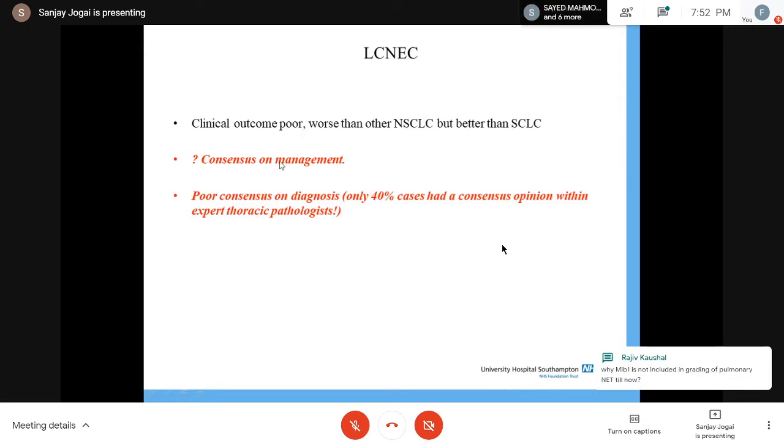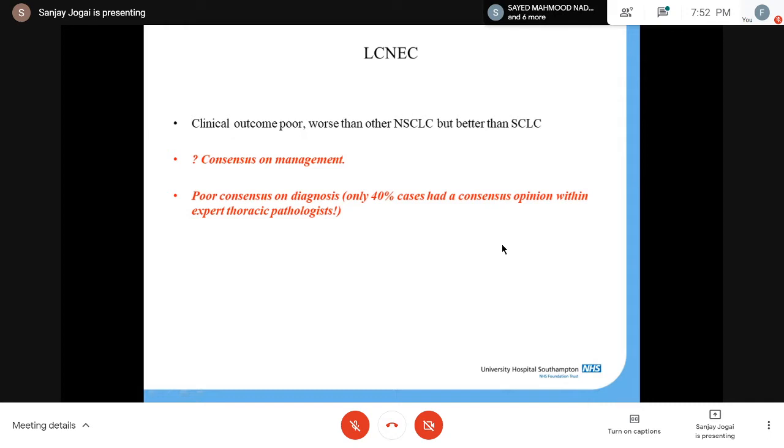Now, there is a lot of controversy about the management of large cell neuroendocrine carcinomas. Ultimately, it's the clinician who makes a call. If clinically the patient has got high mediastinal volume disease, strong history of smoking, widespread metastatic disease, almost like a small cell picture, most of our oncologists go ahead and treat them as small cell. But as a pathologist, you have to report what you see. Unfortunately, it's one of those areas where consensus is rather lacking.